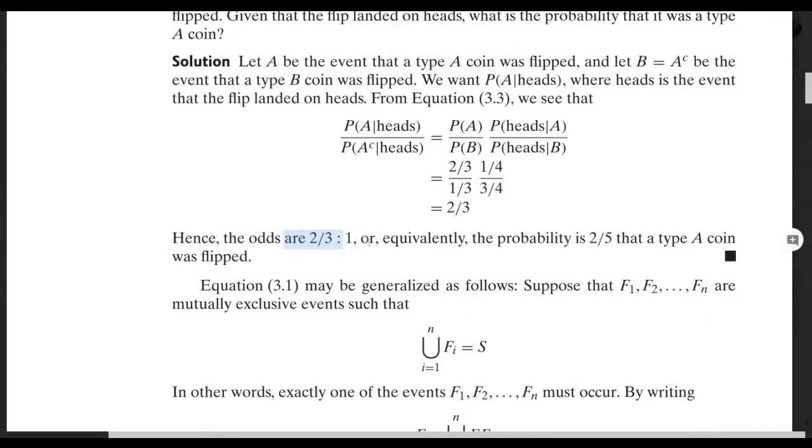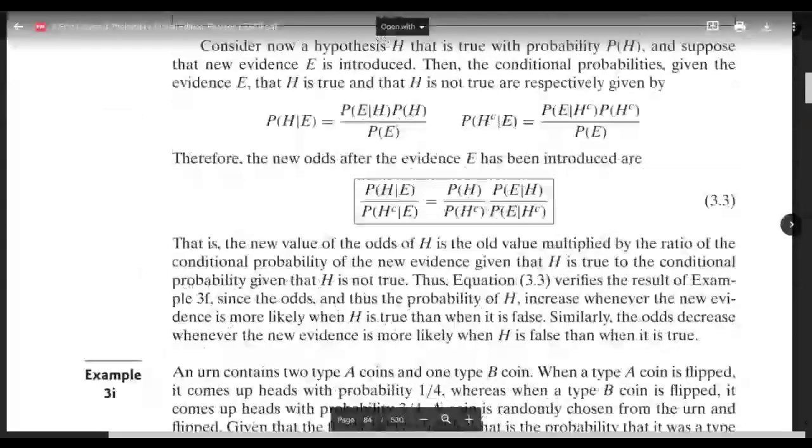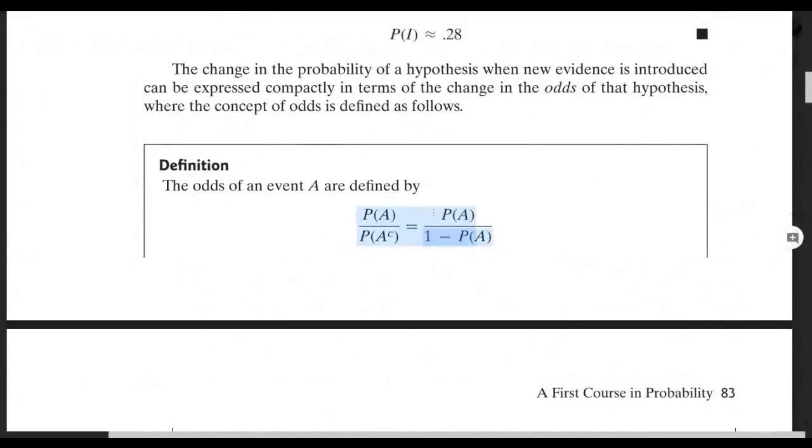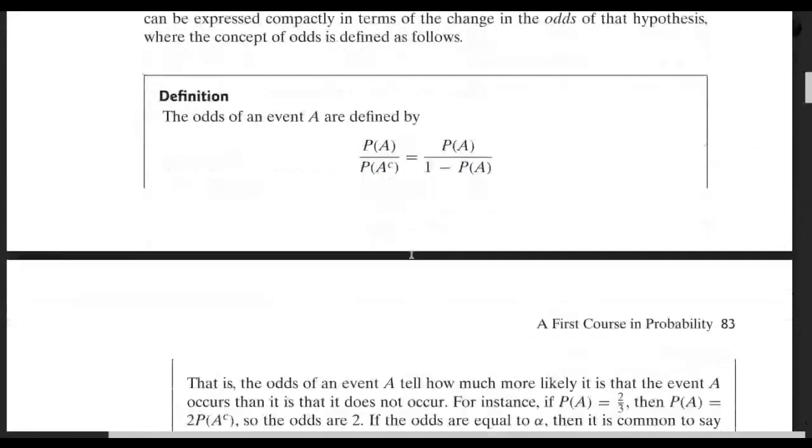2/3 to 1, or equivalently a 2/3 ratio to 1. If we do the calculation, the probability is 2/5 that the type A coin was flipped. Oh, okay. Because the odds is this, right? The odds is this, the formula.